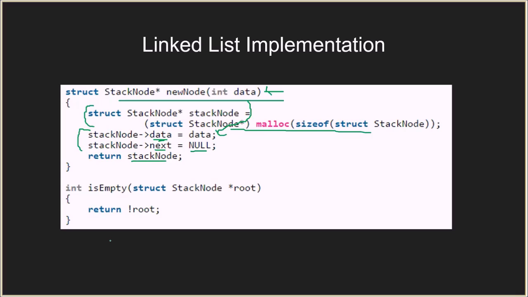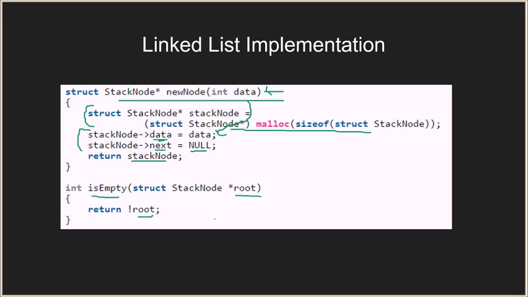Now we see the function isEmpty. So isEmpty gets the pointer to the root node. Now if root exists, then it is not empty. If it doesn't exist, it is empty. So what do we mean by this?